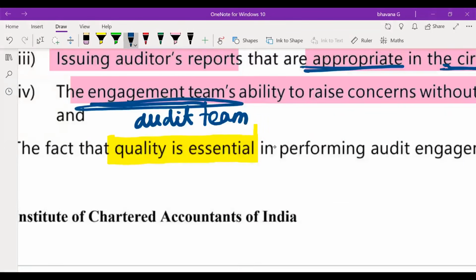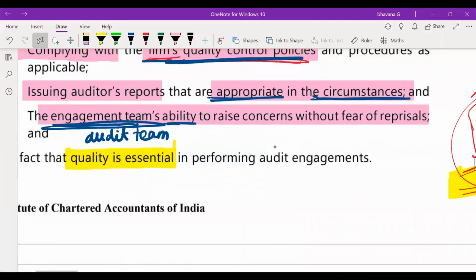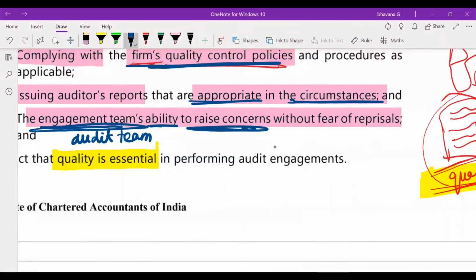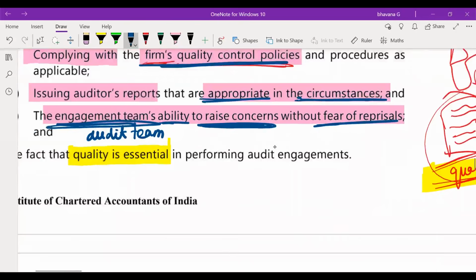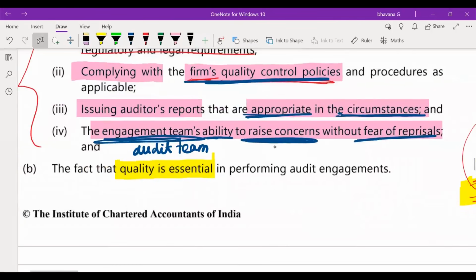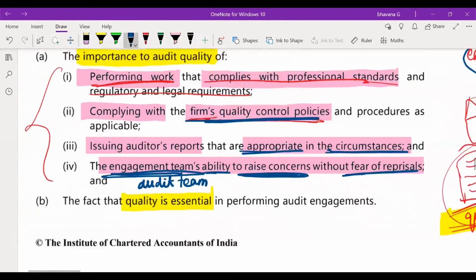Here they also tell you a point about a team. Here they tell you about the engagement team's ability to raise concerns. Whatever concerns they have, they must be able to raise them without fear of reprisals. Reprisals means retaliation. They must not think about what will happen if I raise this concern. If this concern needs to be raised for the better quality of the audit, that engagement team must have the ability to raise it. So these are the 4 points which will tell the importance of quality.